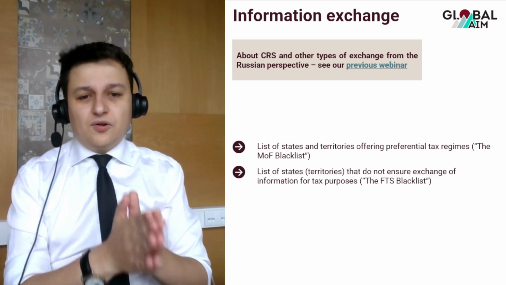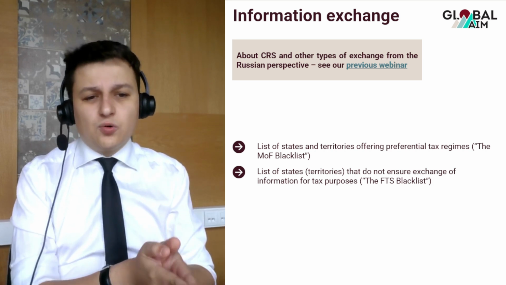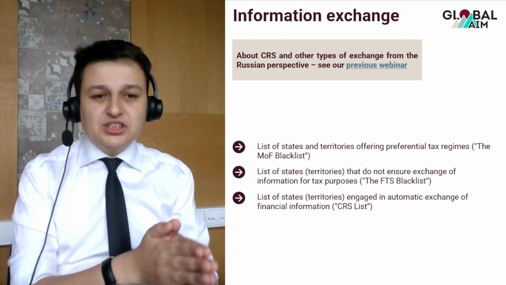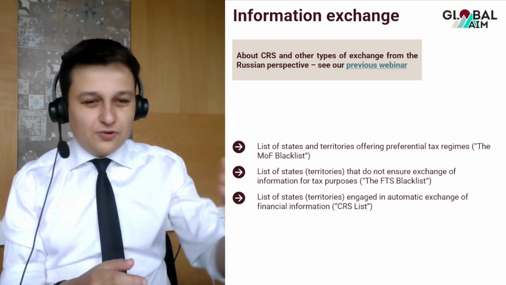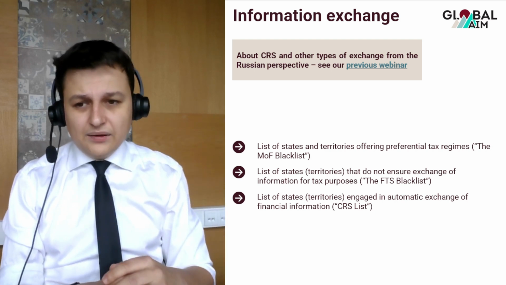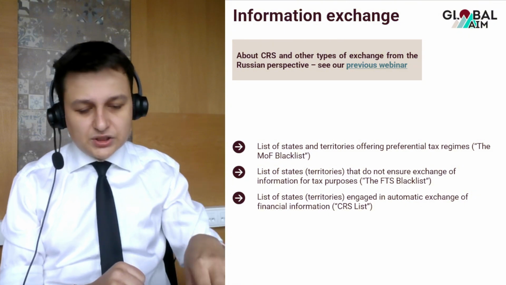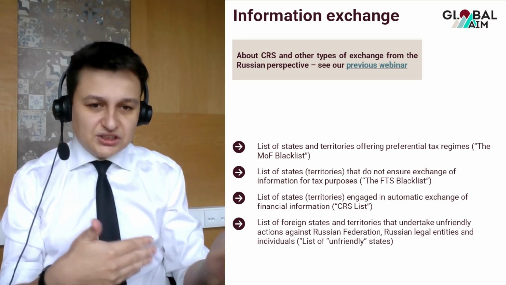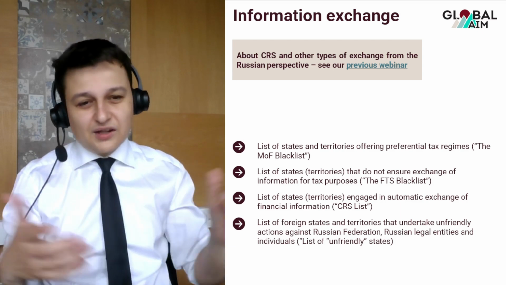The second one is the list of states and territories that do not ensure exchange of information for tax purposes. This is the so-called Federal Tax Service blacklist. The next one is the list of states and territories engaged in automatic exchange of financial information. So this is actually not a blacklist but a whitelist, but for the purposes of further slides we'll apply the common approach, meaning that we point out only those countries who do not exchange tax or financial information with Russia. And last but not least, we have the list of foreign states and territories that undertake unfriendly actions against the Russian Federation, Russian legal entities and individuals. This is the so-called list of unfriendly states.